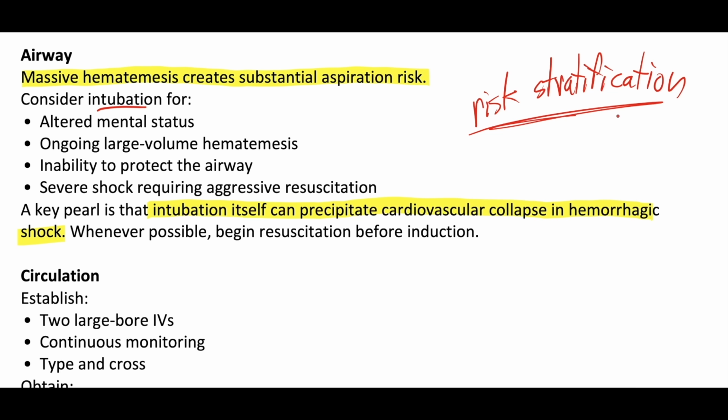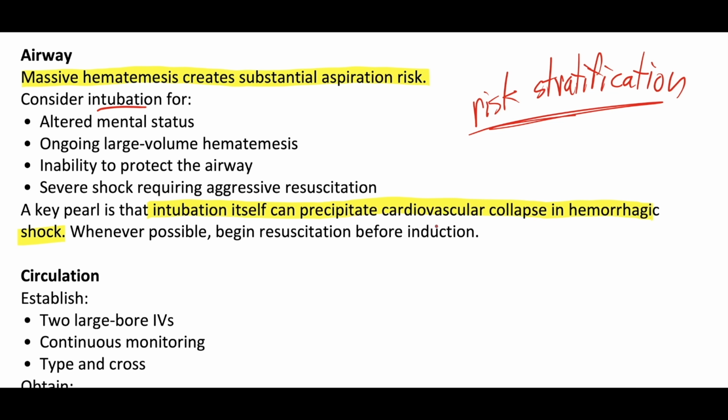But the key fact here is you want to resuscitate them, you want to replace blood volume, you want to get them as hemodynamically neutral as possible before you induce them and intubate them, because putting them on mechanical ventilation also is going to decrease their preload. We have a whole episode on the hemodynamic effects of mechanical ventilation, so you could just search that if you're interested. Whiteboard Medicine, hemodynamic effects of mechanical ventilation.